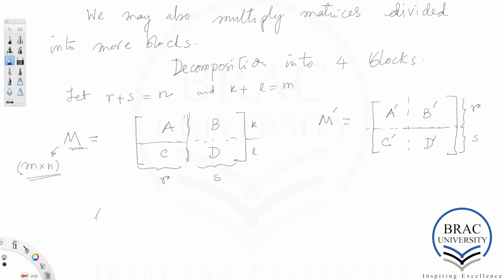Okay, so the result states that M times M prime obeys the 2 times 2 matrix multiplication rule. So that there will be 4 blocks. The first block is going to be AA prime plus AC prime.